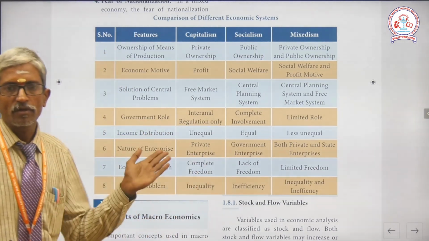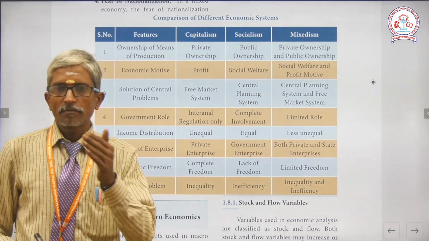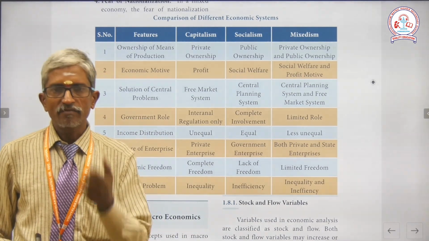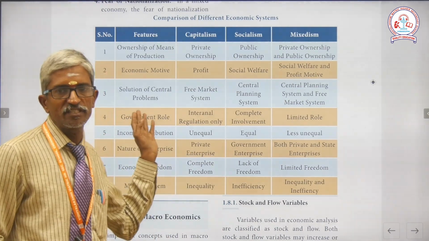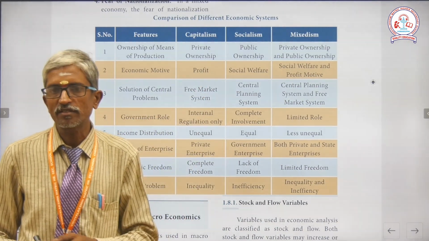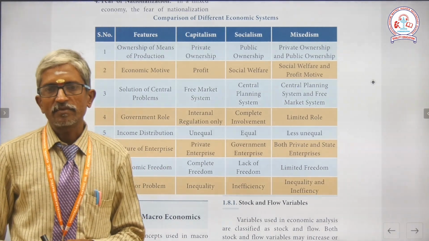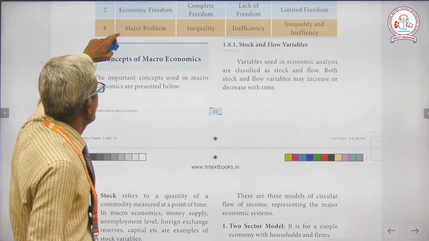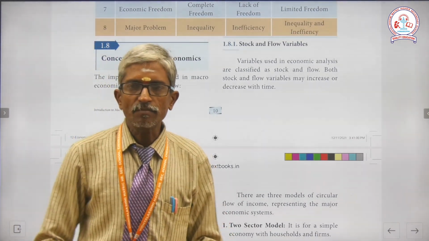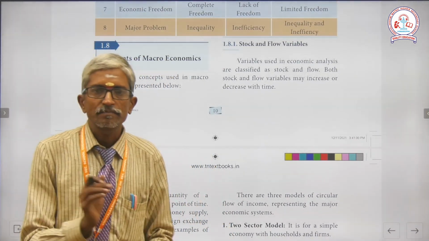So this is system. In the modern world, countries all over the world are functioning with the help of three important systems. It is nothing but capitalism, socialism and the mixed economy. India is one such country following the mixed economy. Okay. Now the topic we are going to see is the concept of macroeconomics.